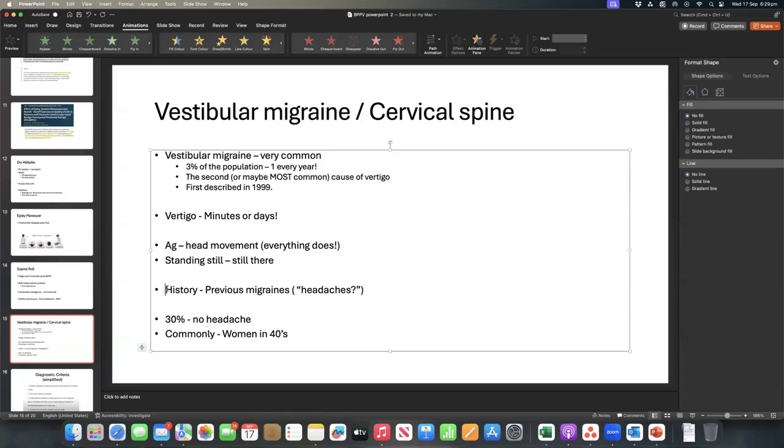And in terms of clearly diagnosing it, what they say is there should have been previous migraines. 30% of them will not have a headache with it. And it's common in women in their 40s.